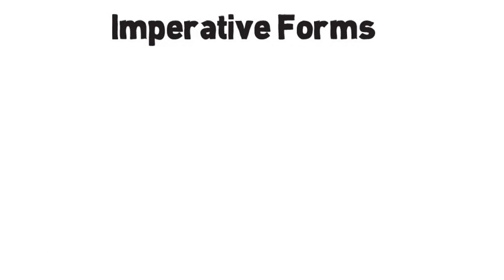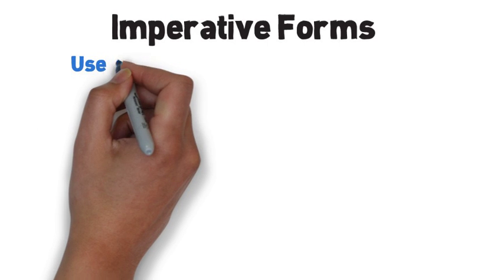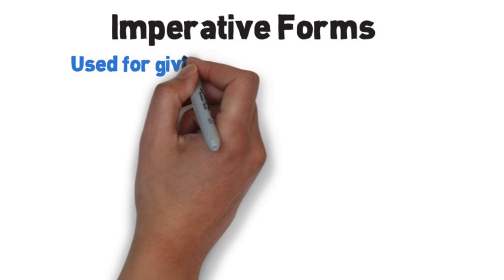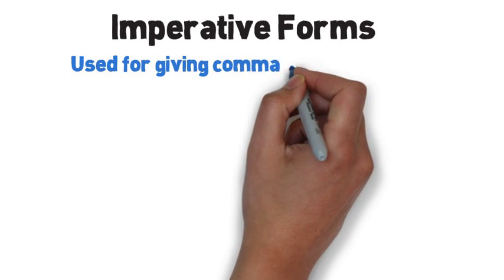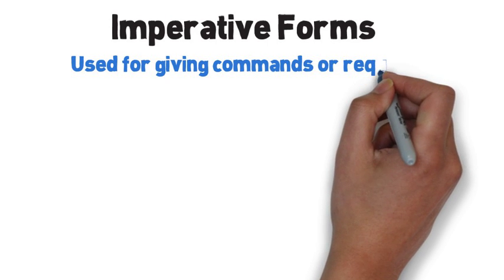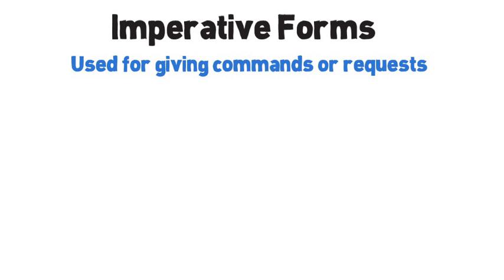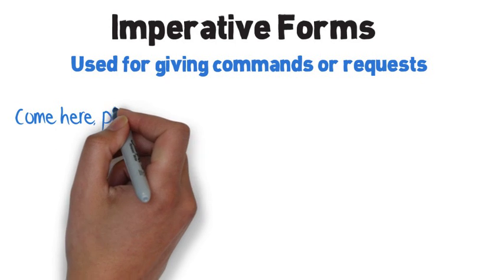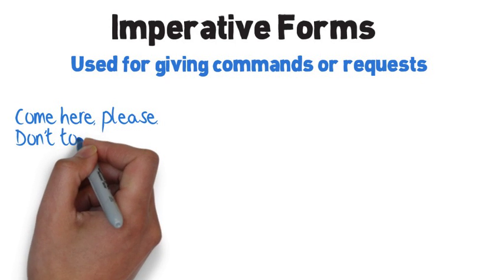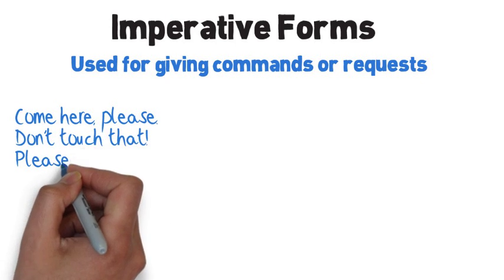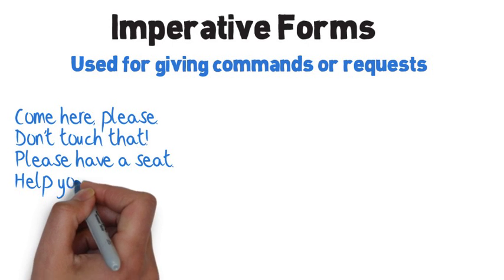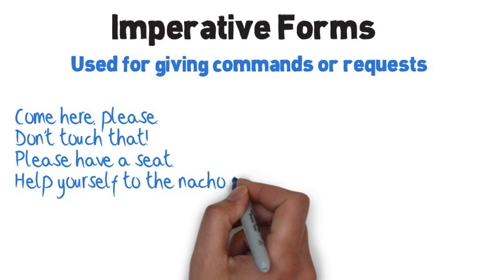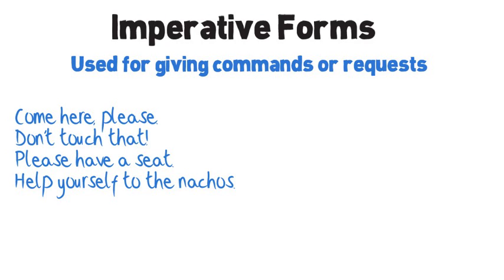Today we're going to talk about imperative forms. These are forms used to give commands or to make requests. For instance, we could say, "Come here, please." "Don't touch that." "Please have a seat." "Help yourself to the nachos."